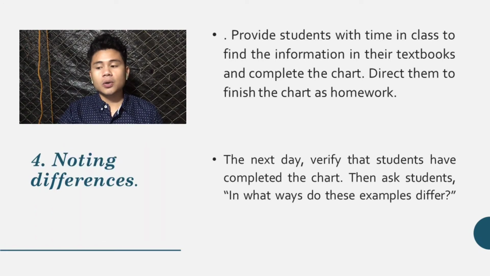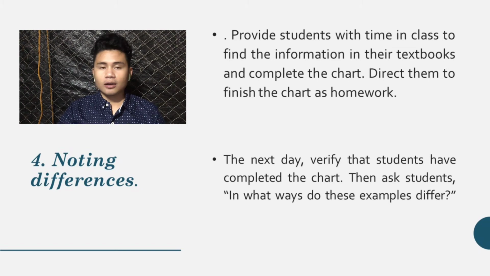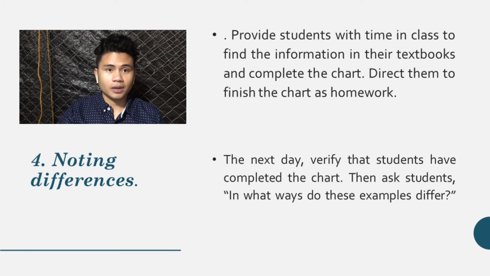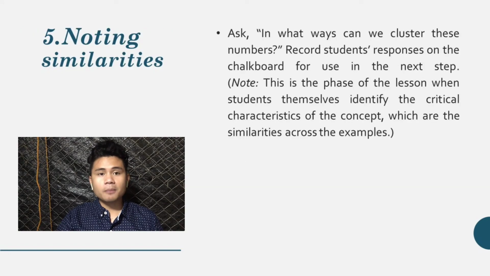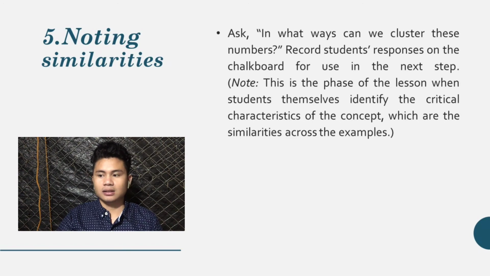Step 4 is noting differences. So the next day, verify if students have completed the chart. Then ask them, in what ways do these examples differ? Step 5 is noting similarities. You can ask students, in what ways can these examples be clustered? We should record students' responses on the chalkboard for use in the next step. And let's take note that this is the phase of the lesson when students themselves identify the critical characteristics of the concept, which are the similarities across the examples.